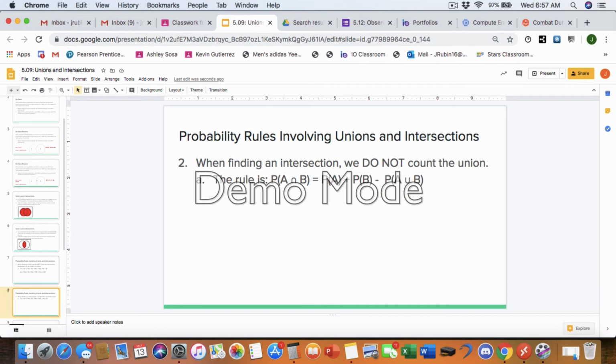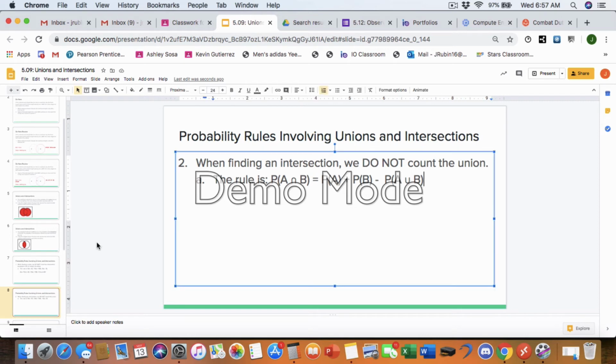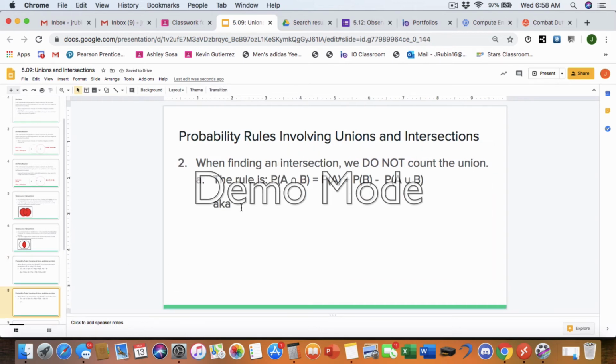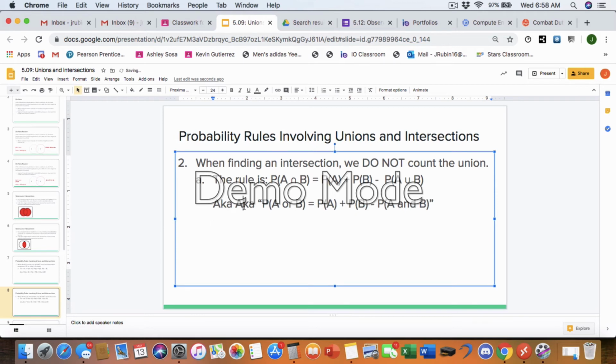The second rule is when finding an intersection, we do not count the union. So the probability of A and B is equal to the probability of A plus the probability of B minus the probability of A or B. So really, it's this same rule, just reversed.